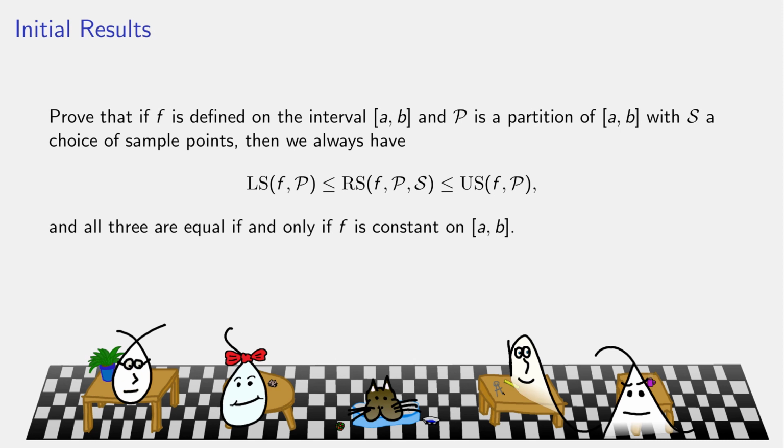Okay, going on. So prove that if f is a function defined on an interval, and P is a partition, and S is a specific choice of sampling points, the lower sum is never larger than the Riemann sum, and the Riemann sum is never larger than the upper sum. And the only way for all three to be equal is if the function is constant.